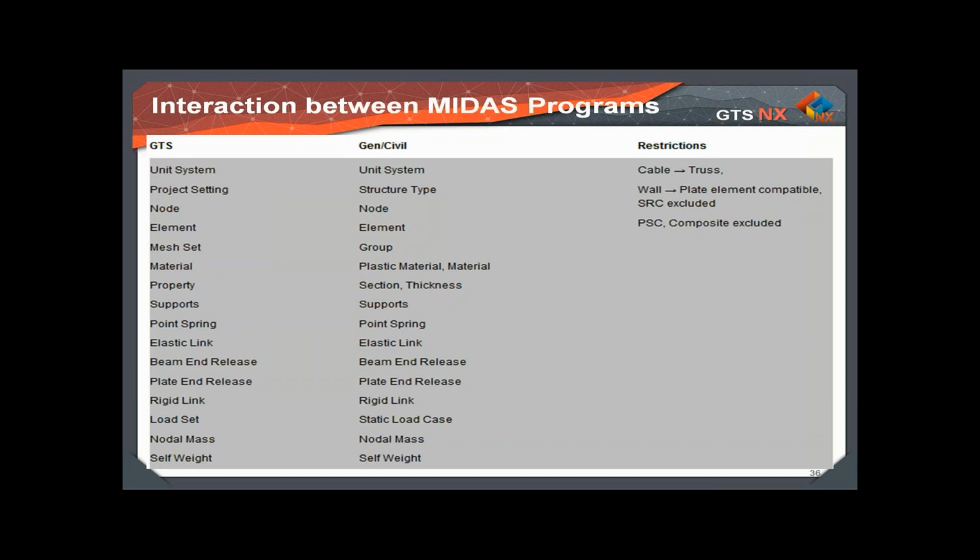Model information and loading, boundary conditions, and analysis data from the MIDAS Gen and Civil programs, and other MIDAS family programs, can be synchronized in GTS NX. Element types, load and boundary conditions, and analysis methods not supported in GTS NX are excluded. The compatibility range for MIDAS MST files is shown below.